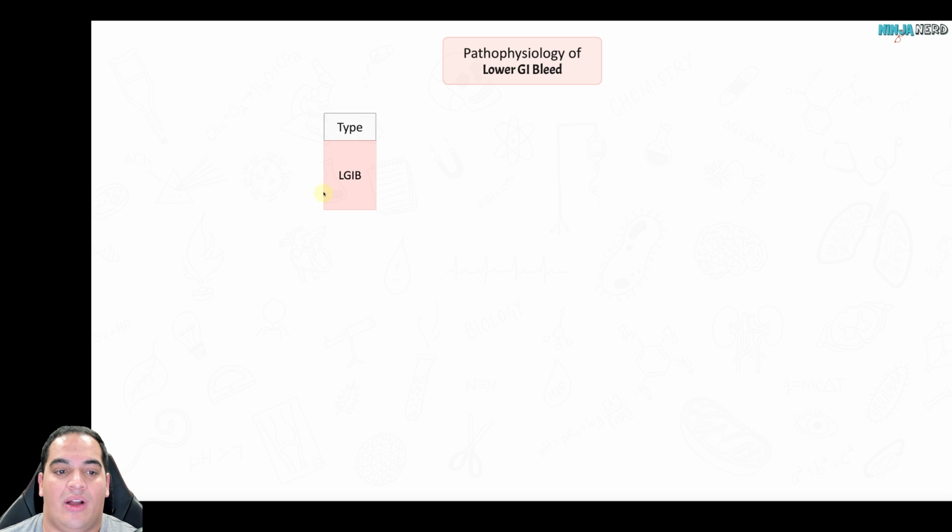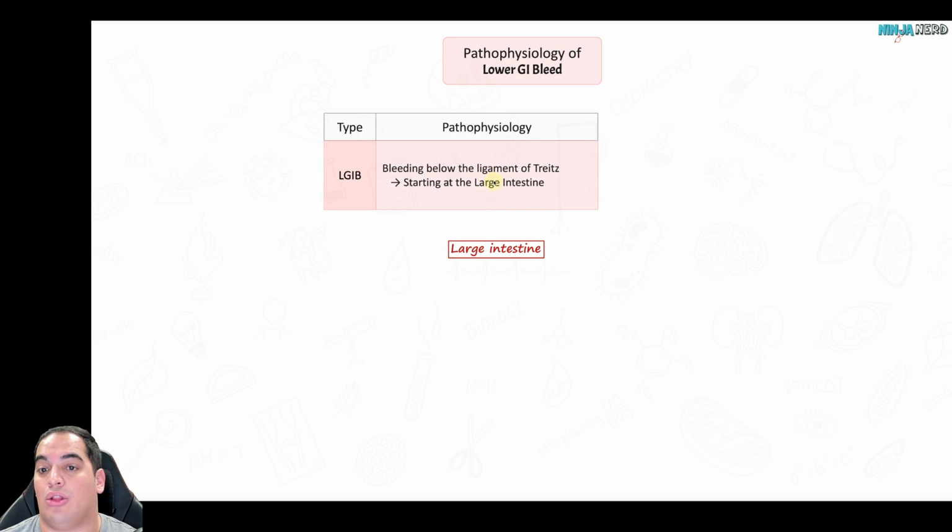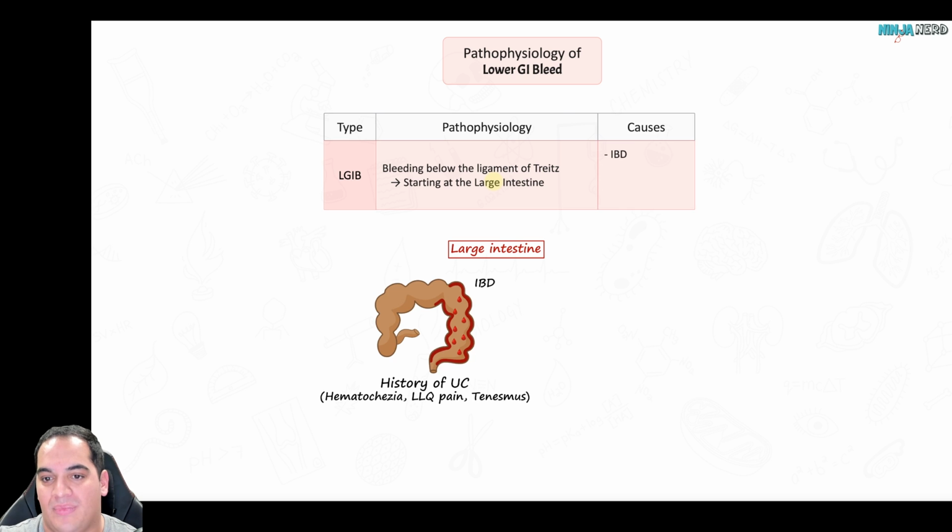In this particular scenario, I want you to think about lower GI bleeds in a couple different ways. All right, we go below the ligament of Treitz, but let's start at the large intestine. We're going to think about this, because there's not many things that actually cause this in the jejunum and the ileum, so we're going to go right to the large intestine. The big one is IBD. So inflammatory bowel disease, and the particular type that is important to remember is the one that really confines itself to the colon. And this is called ulcerative colitis.